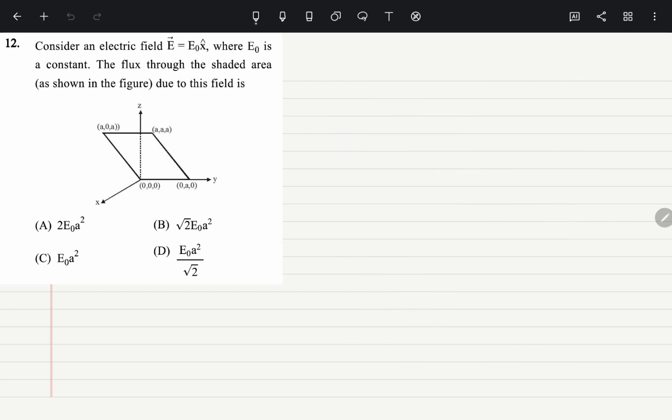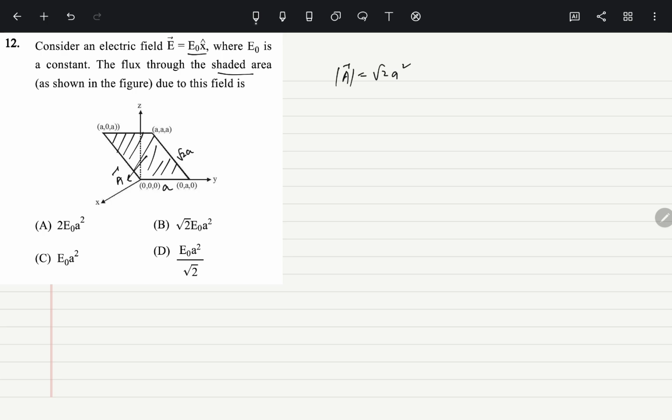Question number 12. Consider an electric field E vector equal to E naught i cap, where E naught is a constant. Find the flux through the shaded area due to this field. The shaded area is this one. Okay, the area which you can see here, it is at some angle. The area vector for this one will be in this direction. So first of all, to find the area vector, we need to find the side. So this side is A, this side will be root 2A, right? So the magnitude of the area vector is root 2A square.